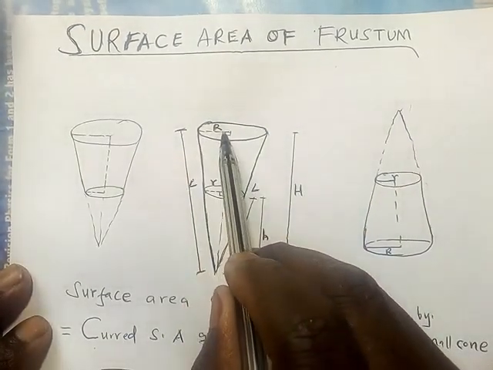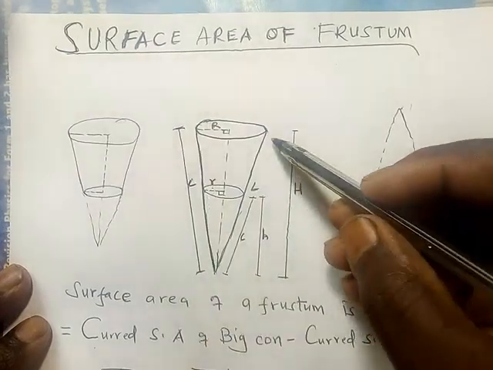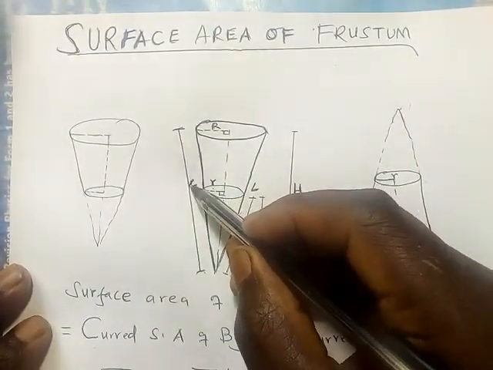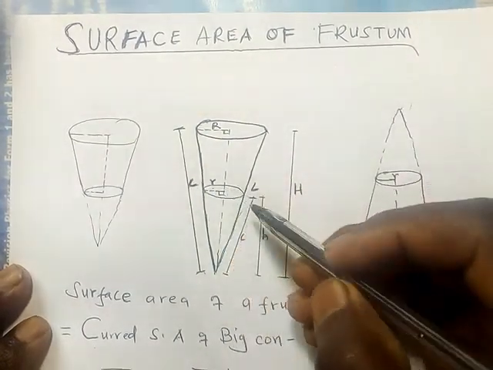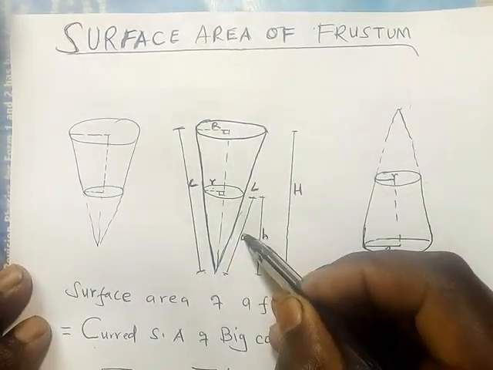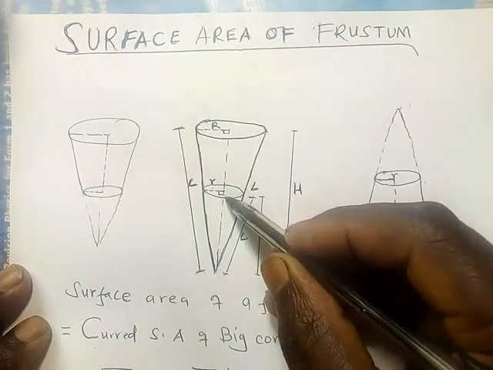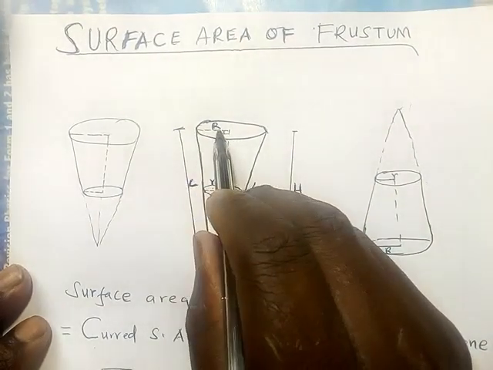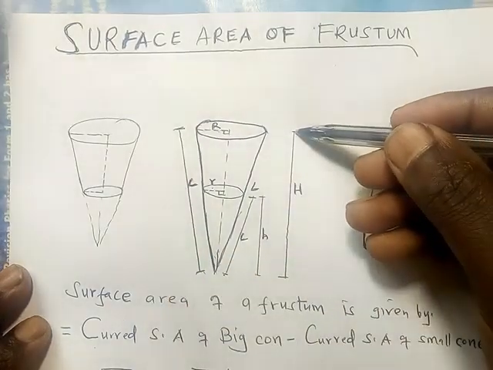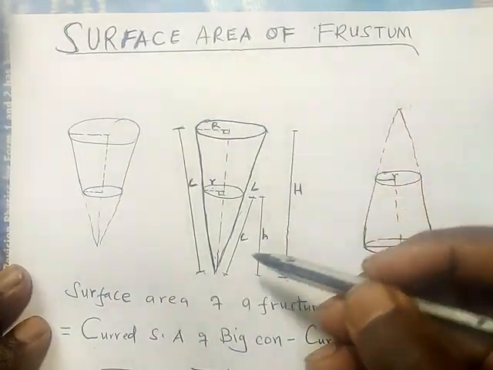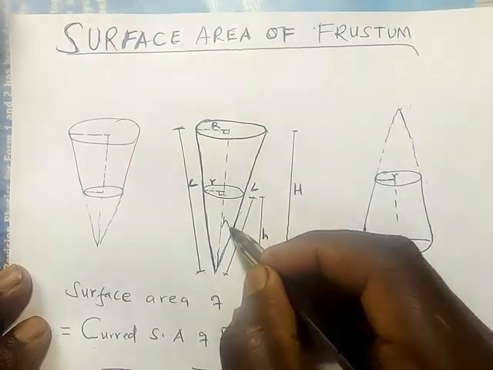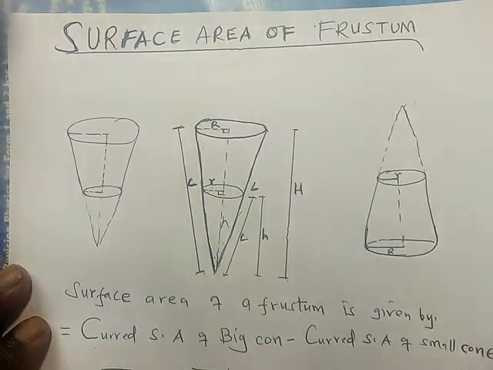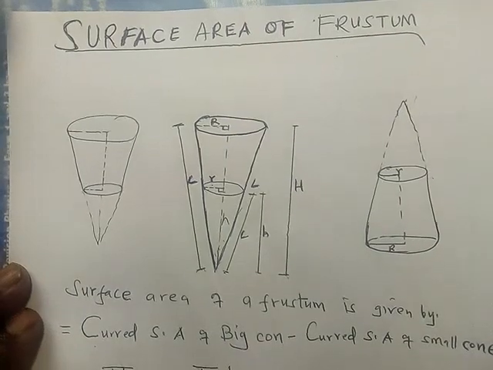Now this is the big radius, and this is the small radius. From here up to here is the big slant height. We use capital L. From here up to here is the slant height of the small cone. This is the radius of the small cone and this is the radius of the big cone. This is the height of the big cone and this is the height of the small cone. Having that in mind, it will be very easy to do it.